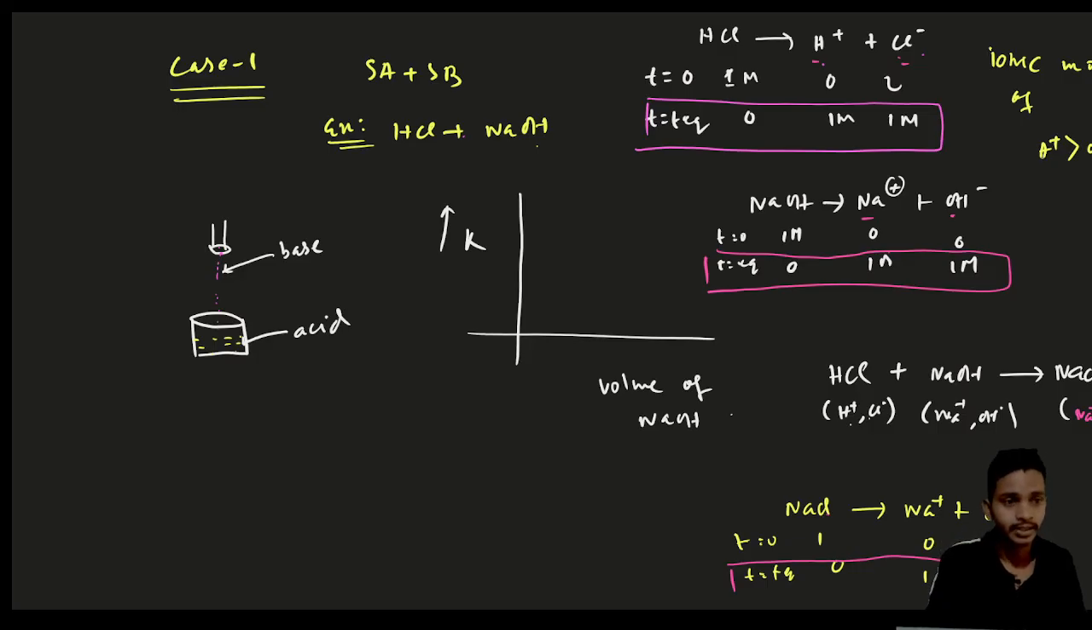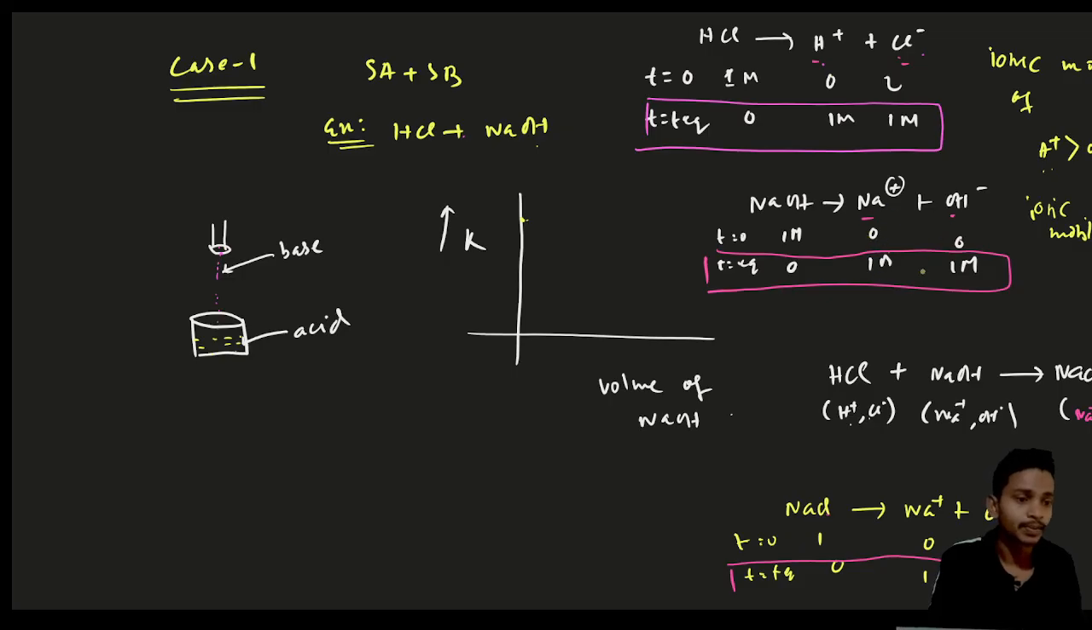Due to the Grotthuss conductance, the H plus ionic mobility is highest. We already discussed this in the previous class. So since ionic mobility is very high, in HCl, H plus is there, and if ionic mobility is high, then the conductance is due to movement of ions, so high conductance. So HCl will have high conductance, and we are adding the NaOH.